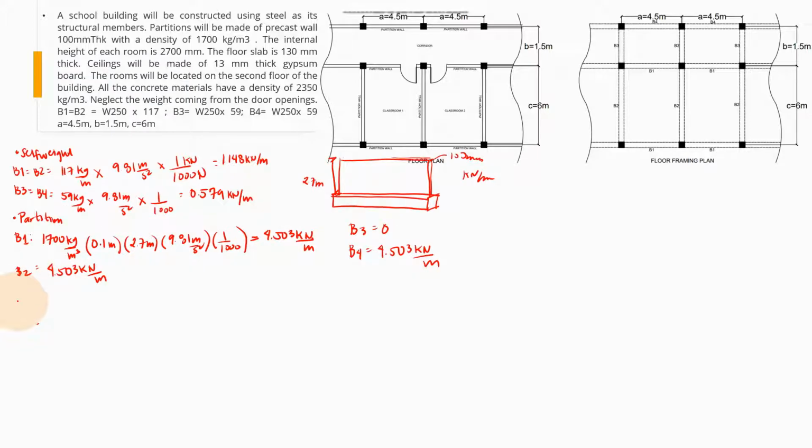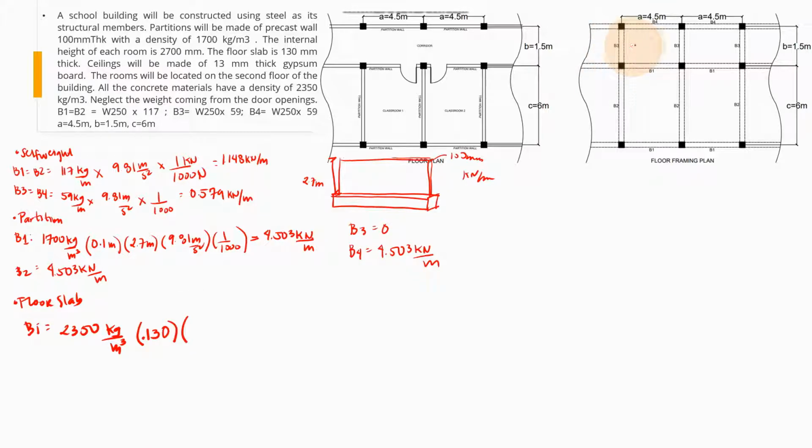Next is the dead load coming from the floor slab. So, yung floor slab natin for beam 1. So, ang ating density for the slab is equal to 2,350 kilogram per cubic meter. And then, yung thickness daw ng slab is 130 millimeters. So, disclaimer lang ulit, random yung mga lumabas na thickness ng ating slab. So, 130 millimeters or 0.13 meters.